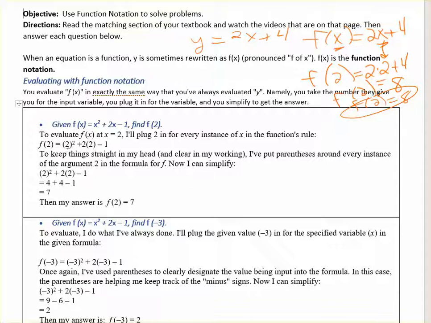There are parentheses here, especially if you have a negative value and you're squaring or taking to the power of 3 or any other exponent. You should be real careful that when you plug in, you put parentheses. So 2 squared plus 2 times 2 minus 1. And that would be equal to 4 plus 4 minus 1, which is 8 minus 1, or 7. So this is the answer. F of 2 is equal to 7.